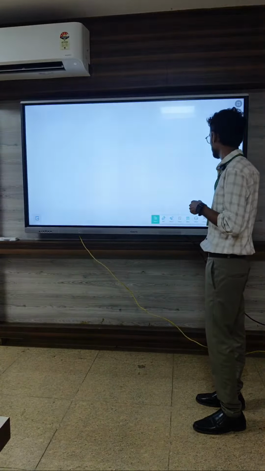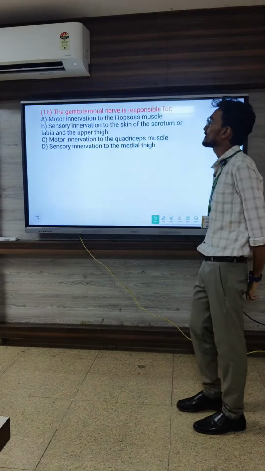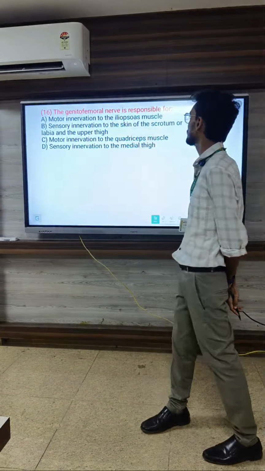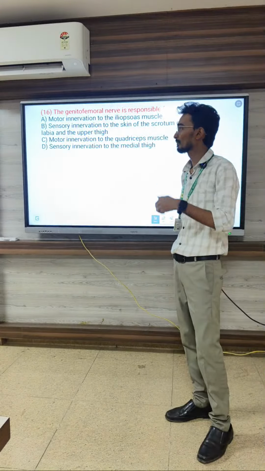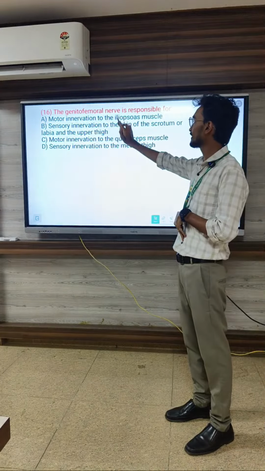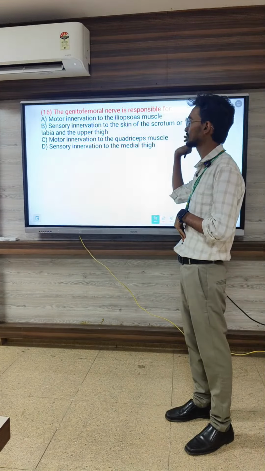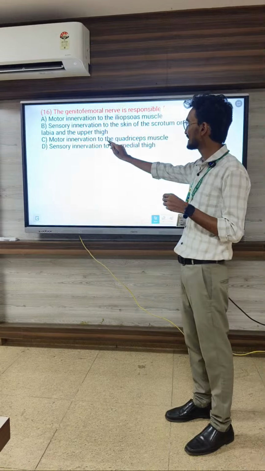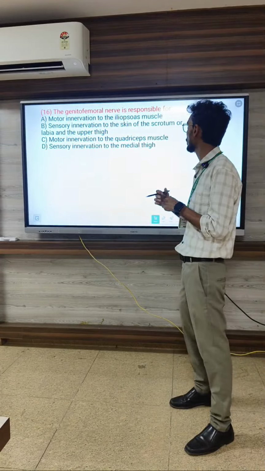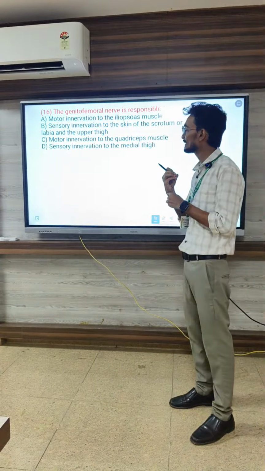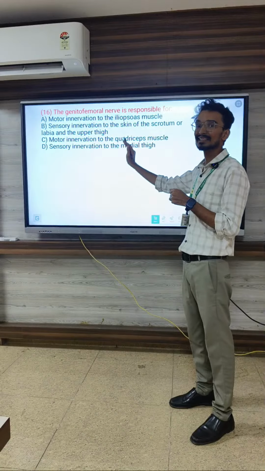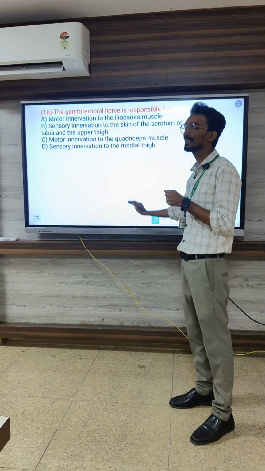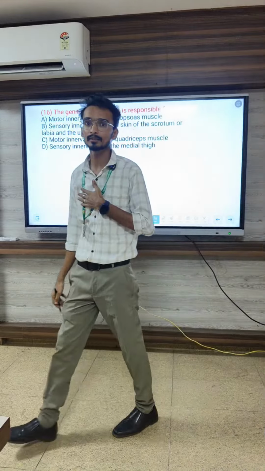Moving to the next question. The genitofemoral nerve is responsible for what? Option A, motor innervation to the iliopsoas muscle. Option B, sensory innervation to the skin of the scrotum and labia and the upper thigh. Option C, motor innervation of the quadriceps muscle. Option D, sensory innervation to the medial thigh. Have a glance, we'll be back.